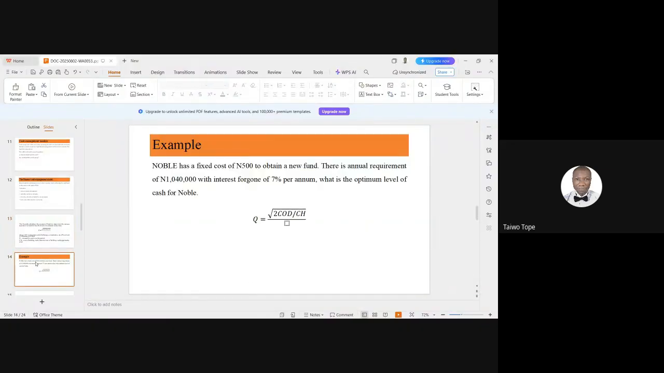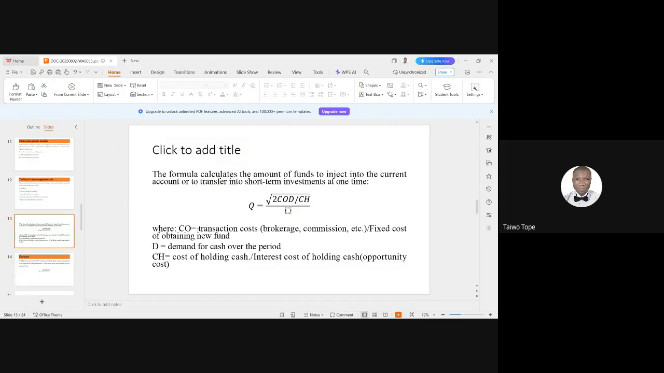Let's go back to the question. Noble has a fixed cost of 500 naira to obtain a new fund. What is CO? Transaction cost, the fixed cost of obtaining a new fund. It's clearly defined here. So now it means you identify your CO, right?